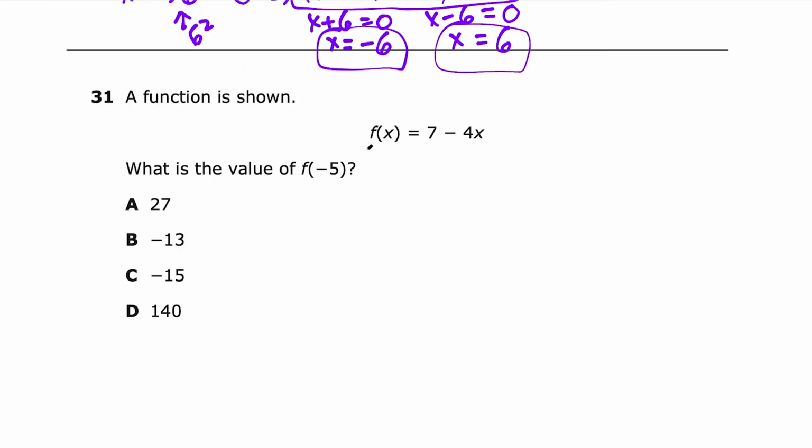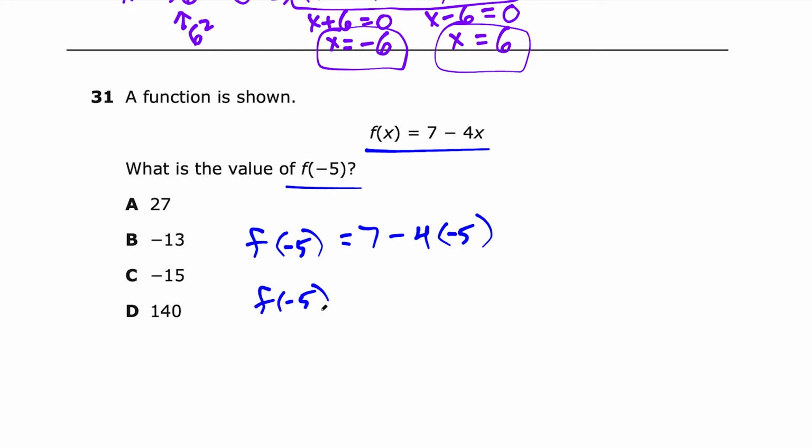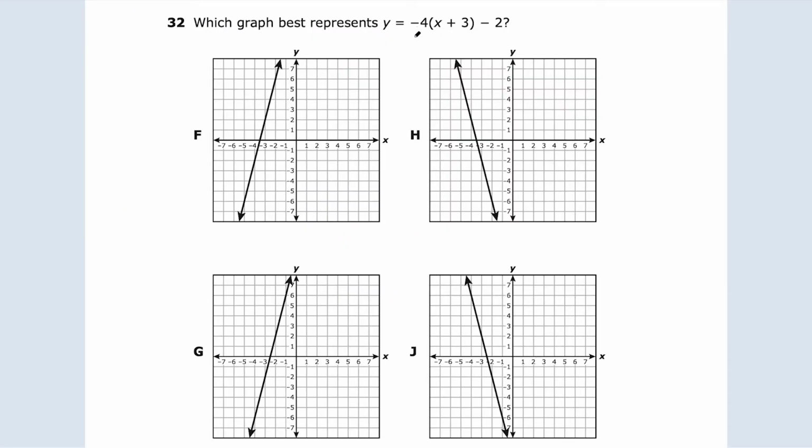Question 31, we have f of x equals 7 minus 4x, and we want to find f of negative 5. So that just tells us plug in x equals negative 5 to the function. Now, just to make sure that you're accurate here, you're just replacing each of those x's with negative 5. So we have f of negative 5 equals 7 minus 4 times x is negative 5 in this case. So now we have f of negative 5 equals 7, and we have negative 4 times negative 5 is positive 20, and then 7 plus 20 is 27. This matches choice A.